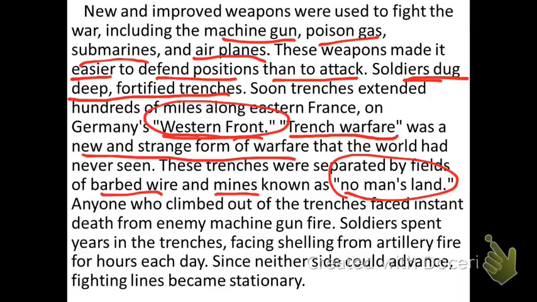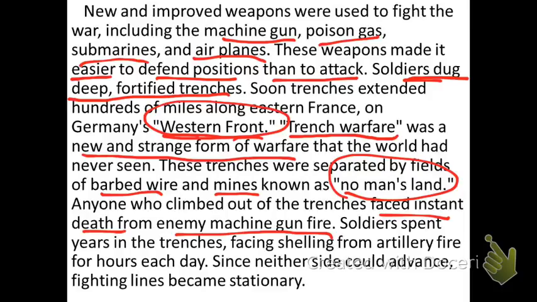So anyone who climbed out of the trenches would often face instant death from the enemy machine gun fire, or if they were able to get out of the trench into no man's land, oftentimes those were mined by the enemy, and one of those landmines you step on, small explosive, probably enough to kill you, if not enough to blow off a foot, a leg, and so without medical help, you would probably die relatively quickly.